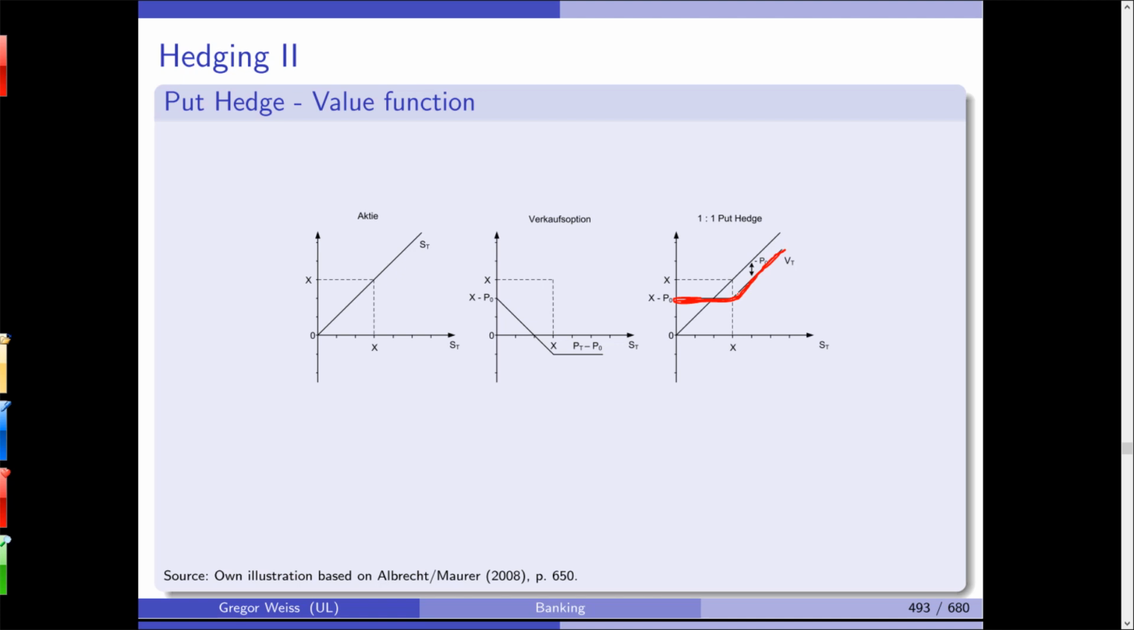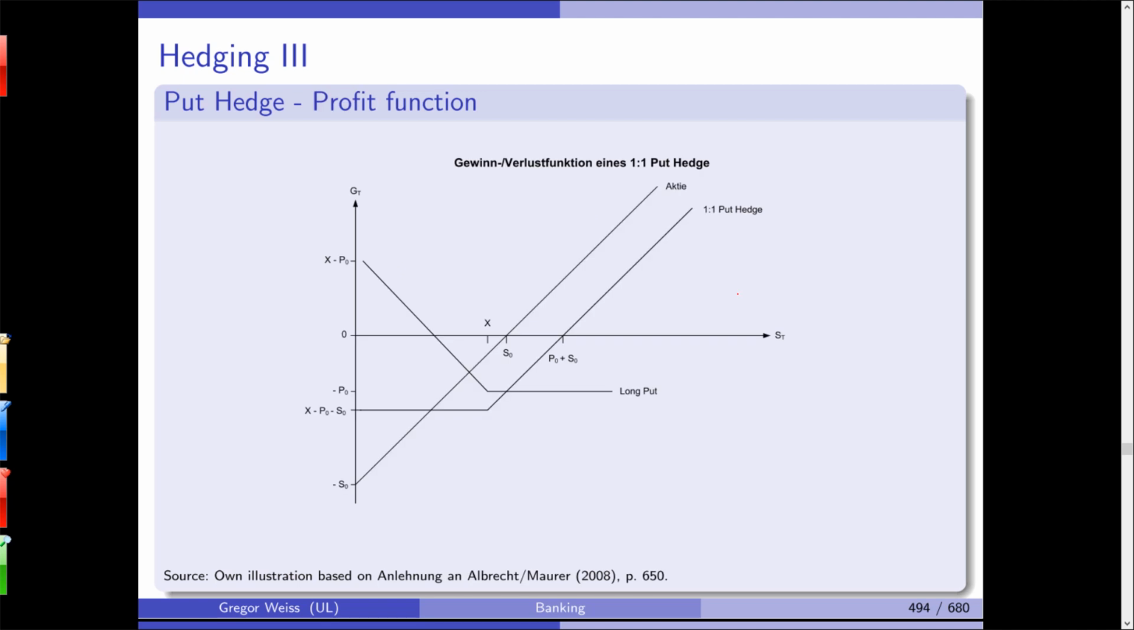Options can be used and are used, of course, for speculation, but they can also be used for hedging purposes. And it depends on what you're trying to achieve. Investment banks, most of the time, will use it for speculation in their trading book. You know? So this here is obviously a hedging transaction. So this is the full profit function for the put hedge.